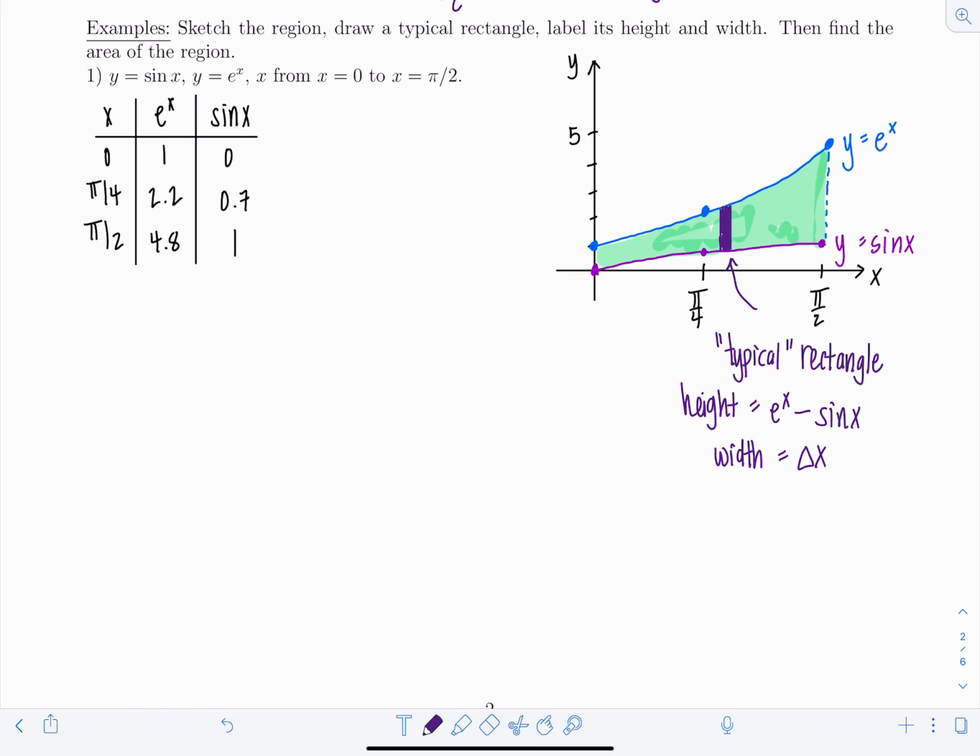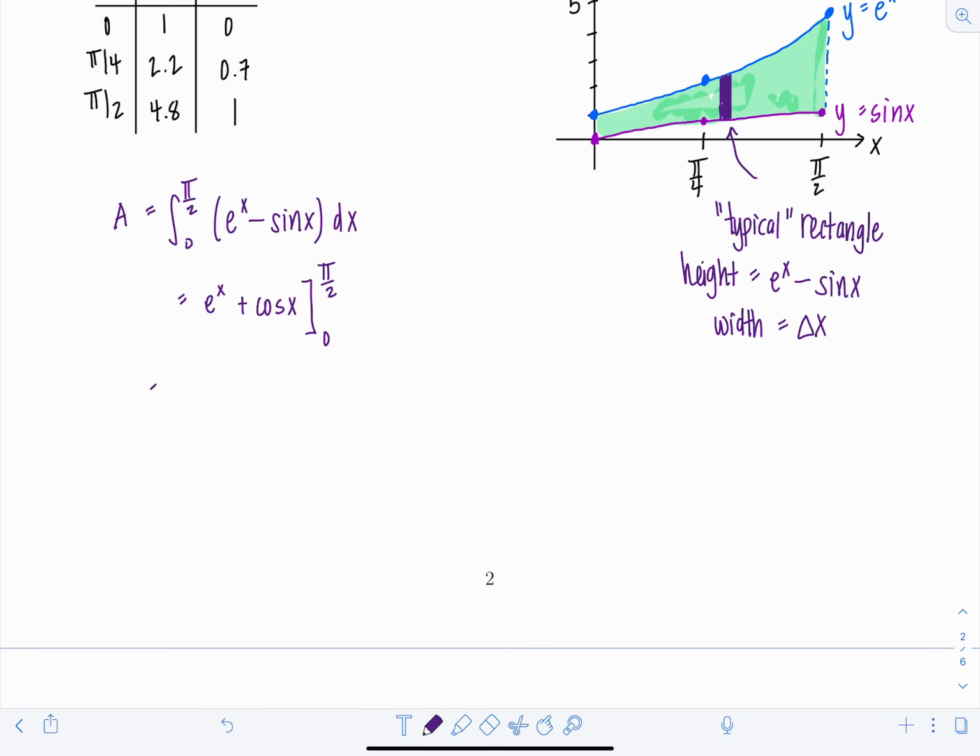So this means now the area between the curves is going to be given by the integral from 0 to pi halves. The height, I have it right there. It's e to the x minus sine x. And the width is dx. Okay, now we just antidifferentiate. So antiderivative of e to the x is e to the x. Antiderivative of negative sine x is going to be positive cosine x. And then I'm going to evaluate this from 0 to pi halves.